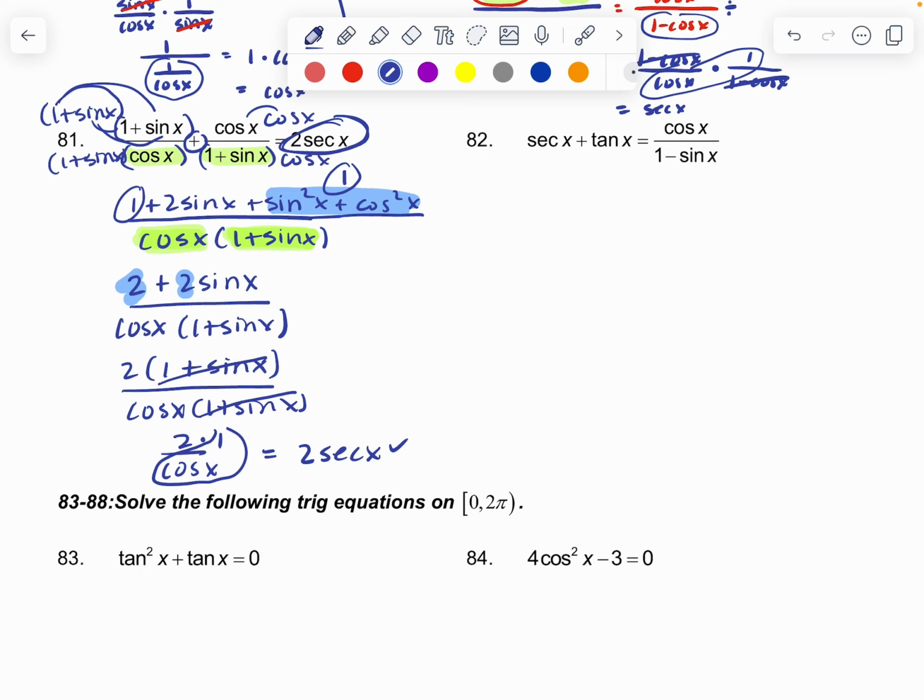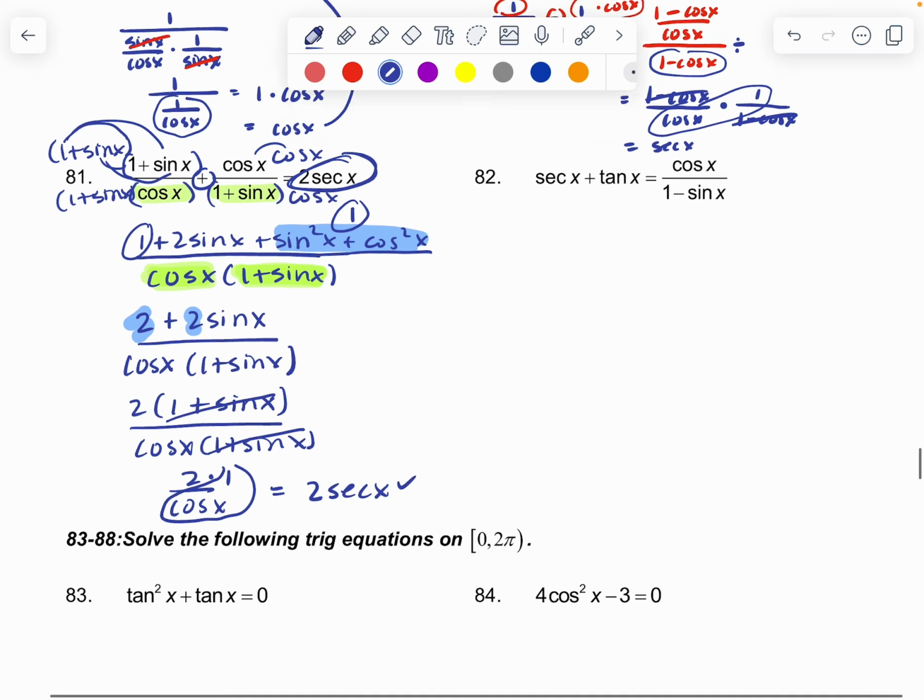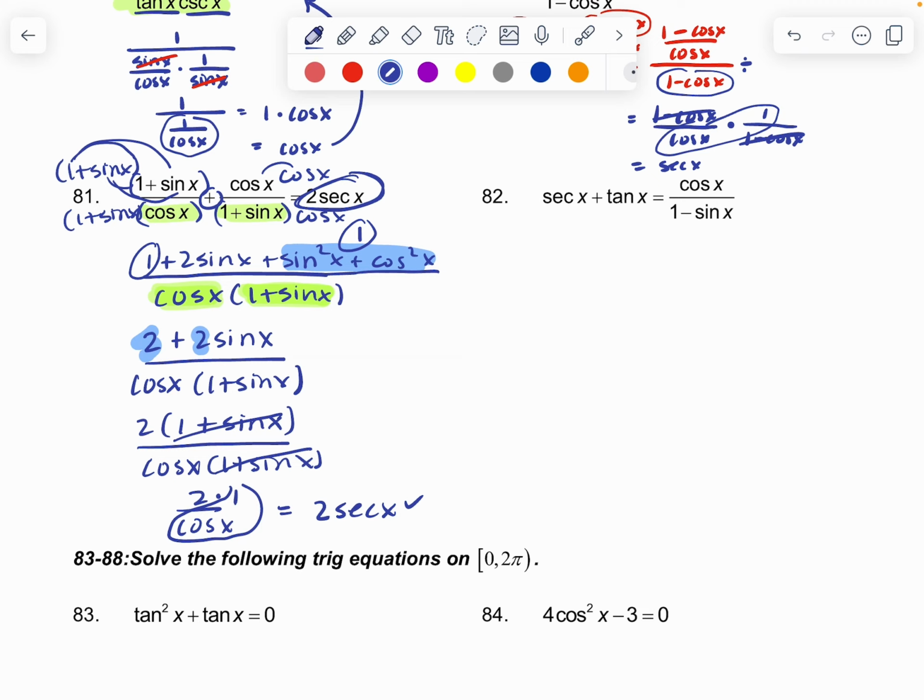Okay, now number 82, there's really two ways you can do this problem. You can start on the left or on the right. I would assume that most of you would probably start on the left-hand side. So let's go ahead and do that. So secant is 1 over cosine. And then tangent is sine over cosine. So that's not actually that bad.